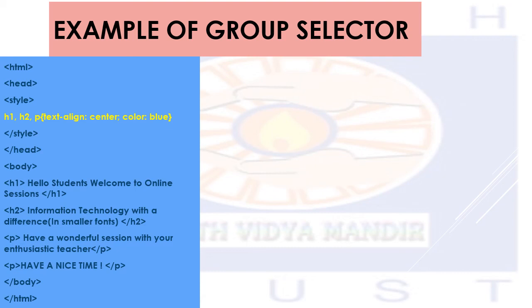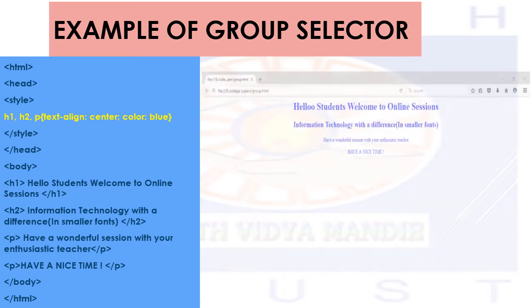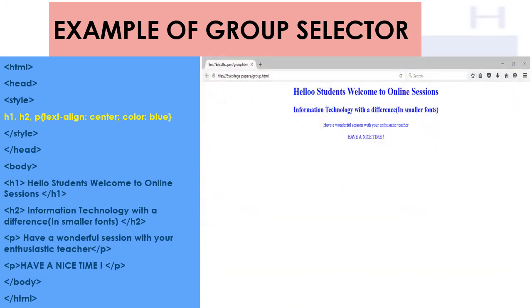Right? You can see here, after the body tag, the H1 tag is given: Hello students, welcome to online sessions. In the H2 tag, information technology with a difference. And lastly, the paragraph tag: have a wonderful session with your enthusiastic teacher. And the last one, again a paragraph tag is used: have a nice time. So let us see what output you will get. This is the output you are getting, students.